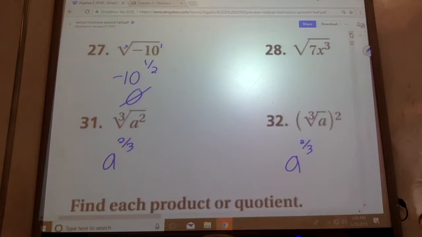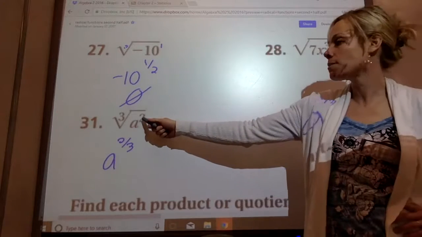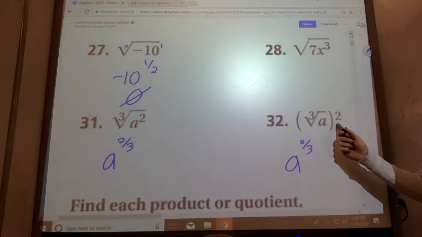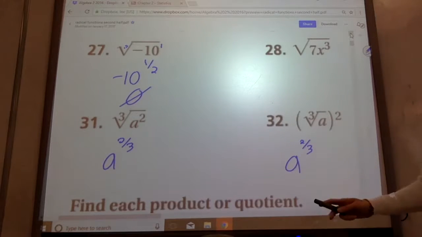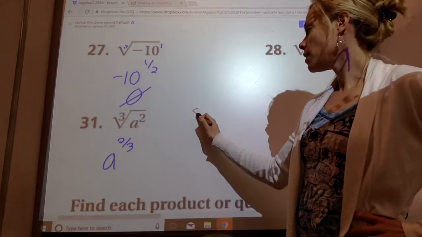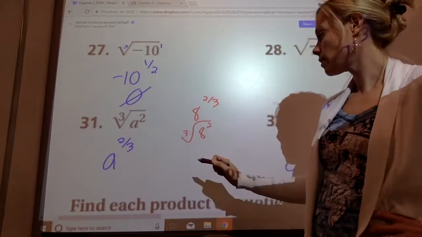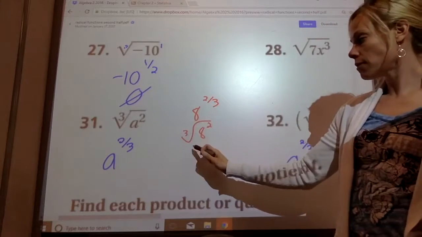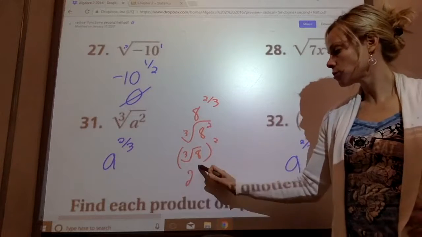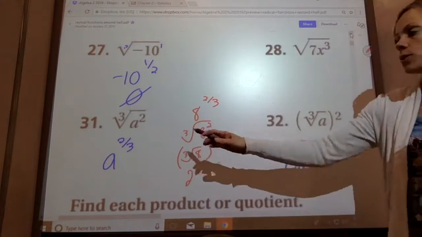32 would be a to the what? 2/3. Okay, what I want you to recognize is that these are the same thing. This squared can be underneath the radical, or it can be outside the radical. And how does that come in handy? If you're doing something like 8 to the 2/3, that'd be cube root of 8 squared, you can do cube root of 8 first, and then square it. So it'd be 2 squared, which is 4. That's how you would use that.